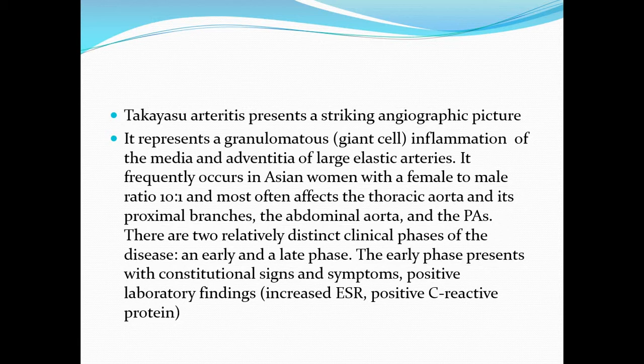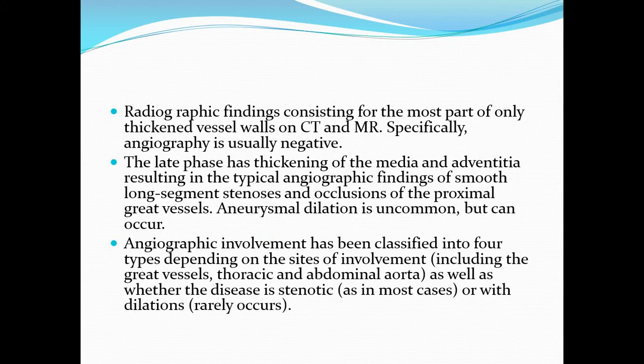The early phase has constitutional signs and symptoms, and positive laboratory findings like increased ESR and positive C-reactive protein, while the radiographic findings of the early phase are usually negative, angiographically negative. There is nothing, or some increase in thickness of the vessel wall on CT and MRI, while angiography has a negative finding. The late phase of the disease has marked thickening of the media and adventitia, resulting in the typical angiographic finding of smooth long segment stenosis and occlusion of the proximal great vessels. Aneurysmal dilatation is uncommon but can occur.